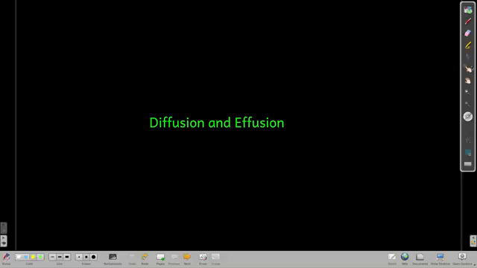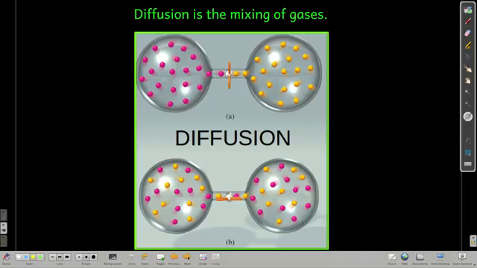In this module, we're going to talk about diffusion and effusion, what they are and the difference between them, and a little calculation. So first of all, what diffusion is. Diffusion is the mixing of gases.